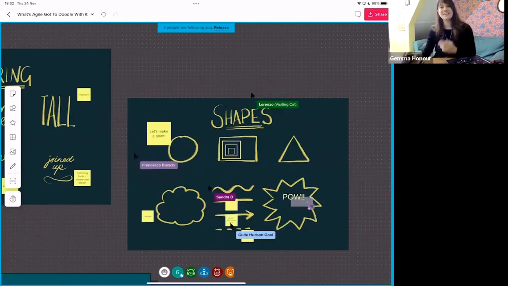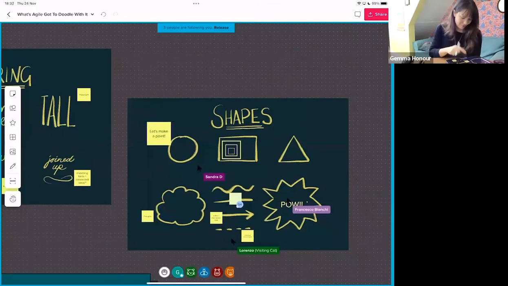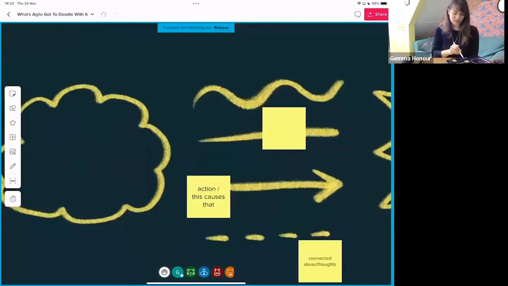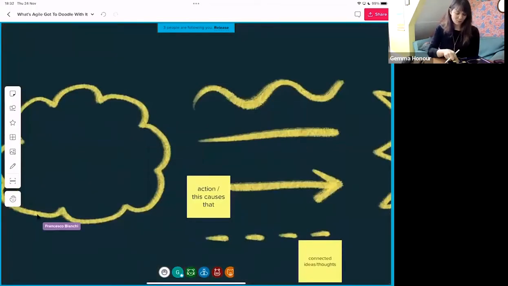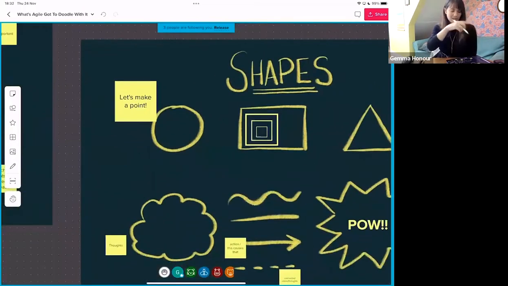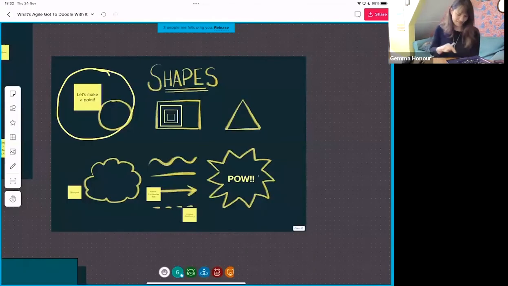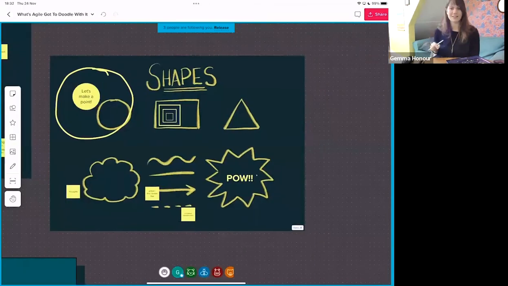And arrows for connecting ideas. Angela, yeah, you are spot on. This action that causes this, connecting thoughts and ideas, absolutely. A circle to make a point, like I want to make a point out of that point, I'm going to put a circle around it. So I think that's brilliant. And somebody has kindly, thank you, put pow into the shape.